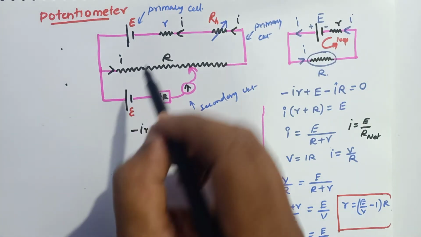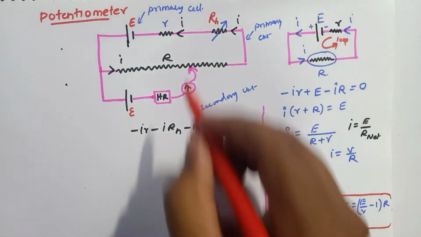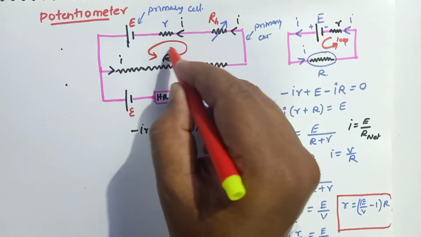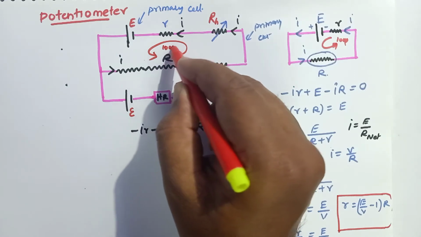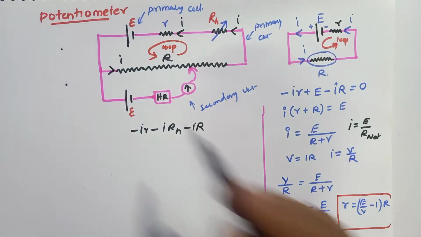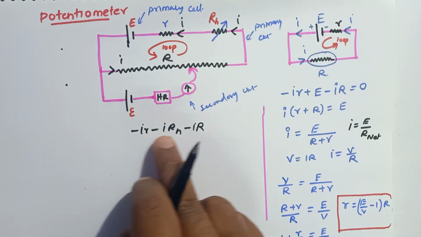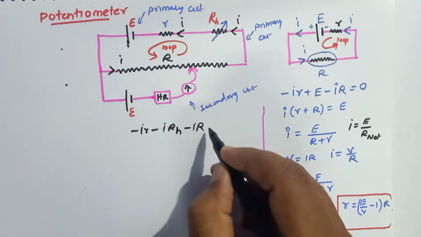And here the loop is considered in an anti-clockwise direction here also. If you consider the loop in the anti-clockwise direction, then what are you going to observe here? The loop and current are in the same direction, so you have to consider minus. That's why I wrote minus I into R, minus I into RH.